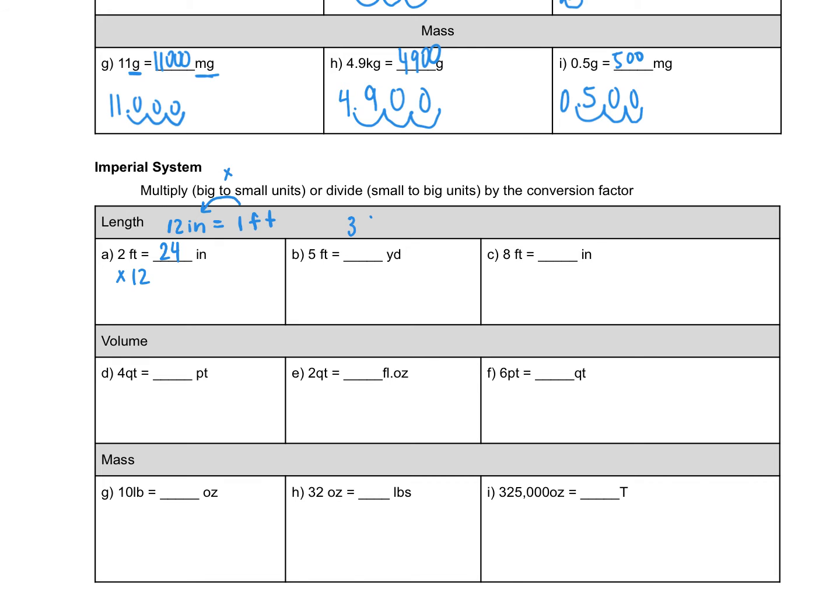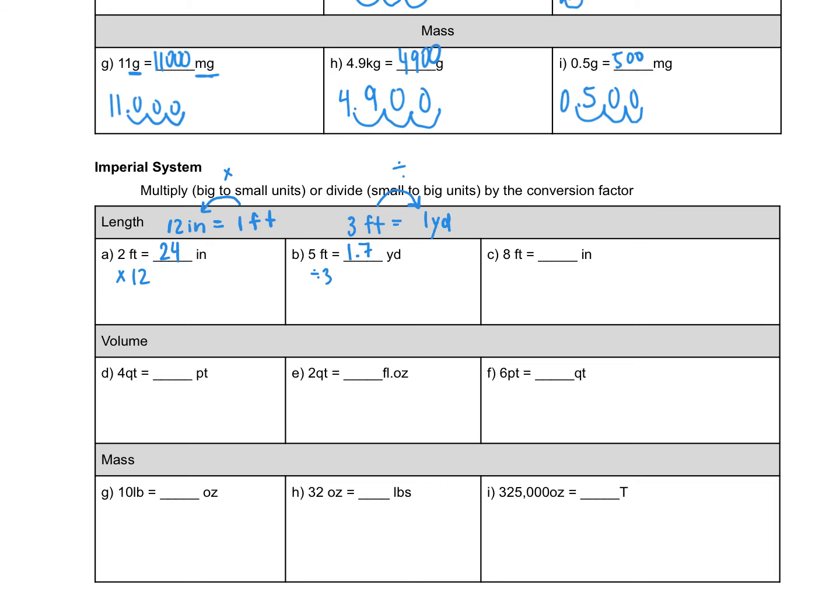Next, 5 feet into yards. So I see the conversion 3 feet equals 1 yard. In this case, we're told 3 feet is a yard. I want to see how many times I can remove 3 feet from the original 5, because every time I do that, that's going to represent 1 yard. So I'm going to take the 5 and divide it by 3 to see how many times 3 goes into 5. And I get 1 point and then 6 repeated. And I'll just round that to 1.7.